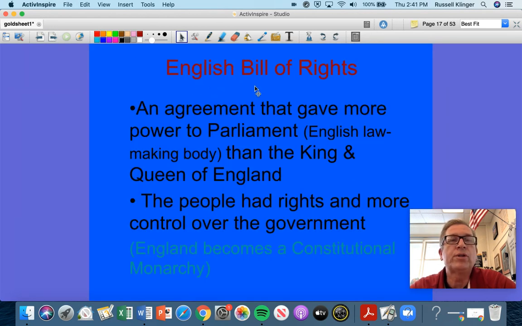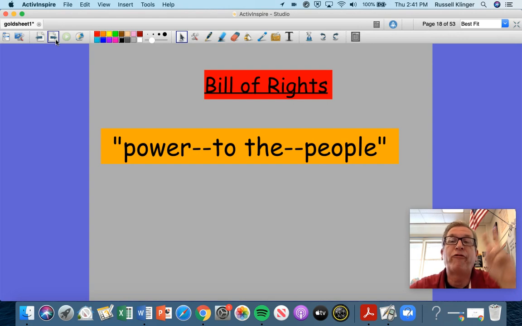So in your notes, the English Bill of Rights is an agreement that gave more power to Parliament, that's the English lawmaking body, than the King and Queen of England. People had rights and more control over the government. This is one of the keys to the English Bill of Rights: it empowers the people. The phrase that pays for the English Bill of Rights is power to the people. Power to the people. That's the key.